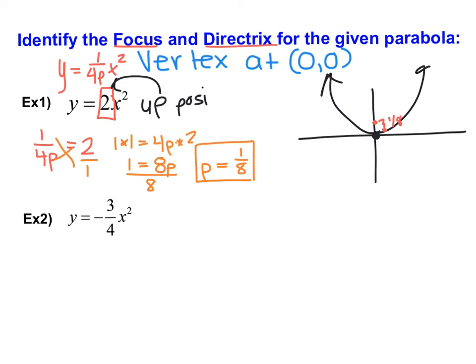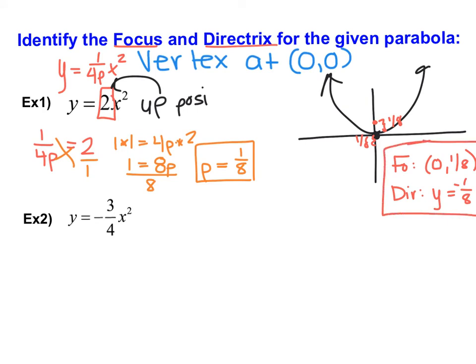So my focus here is going to be x is 0, y is 1/8 because I go up 1/8. And then my directrix is going to be y is equal to, I go down 1/8, so y is equal to negative 1/8. So we can use the equation that we've been given to identify our focus and our directrix. Let's repeat this one more time.